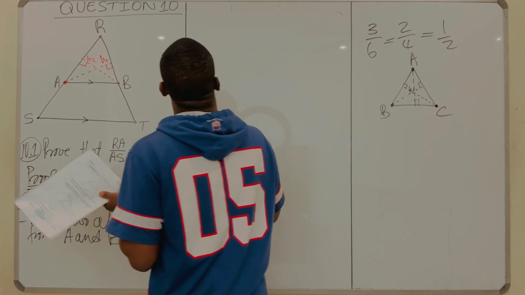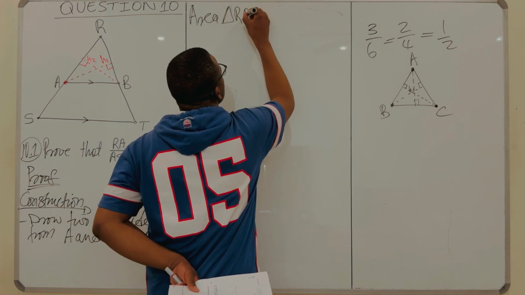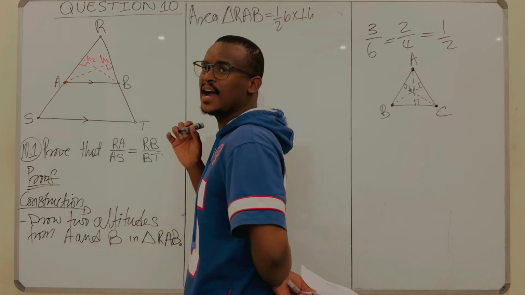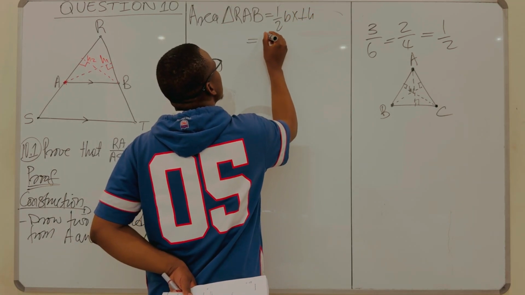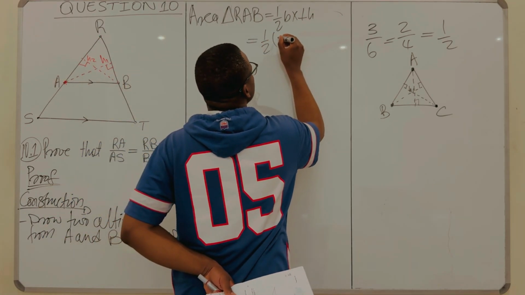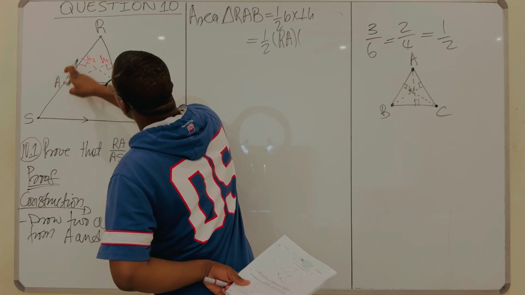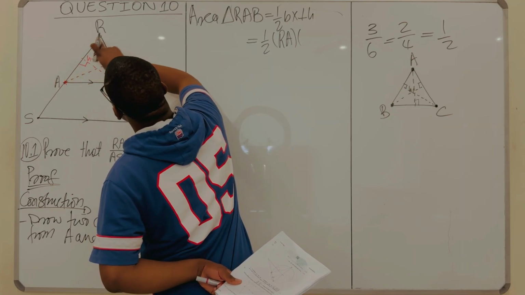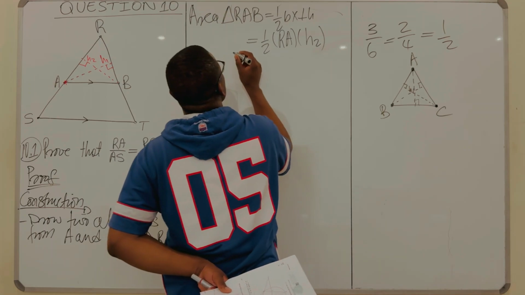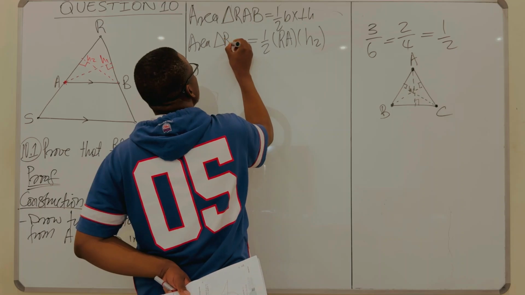So let's go and find it. So the area of triangle RAB, we're going to say is half base times the perpendicular height, which is your altitude, right? So which is called what? You can say it's half your base. What is your base? We can say our base is RA here, times our perpendicular height. Our perpendicular height for RA is H2, if you can see. It's going to be half base RA times perpendicular height, which is H2. So this is your area of triangle RAB.